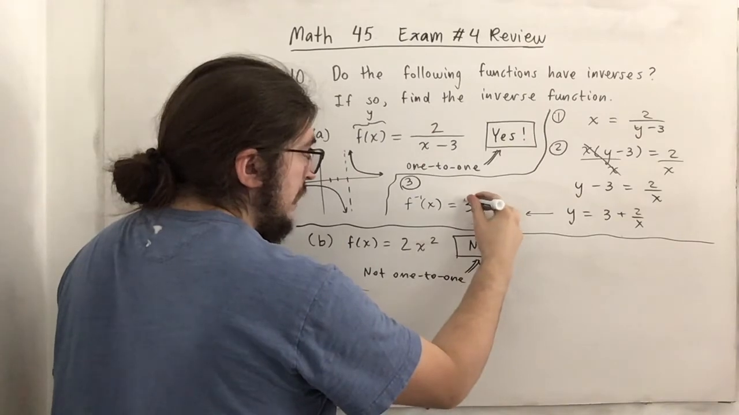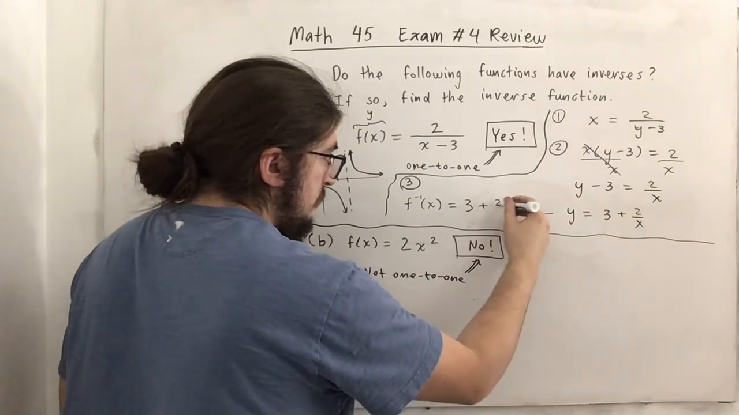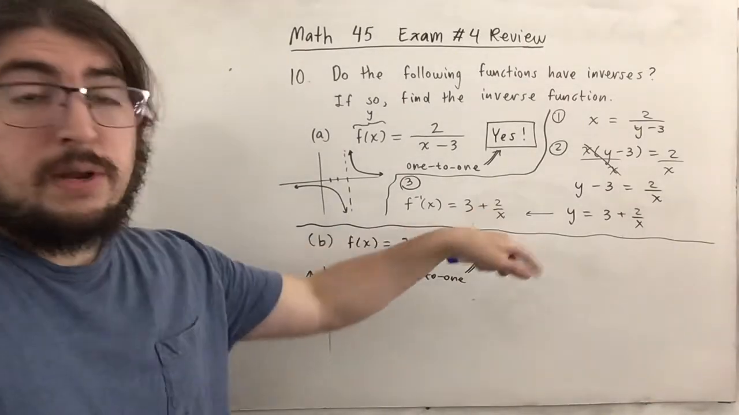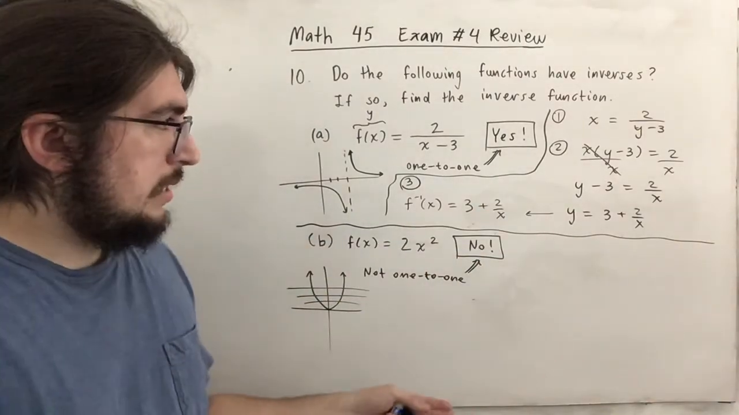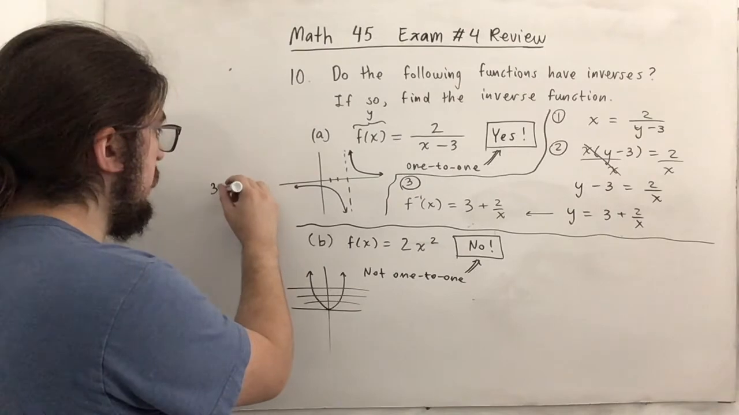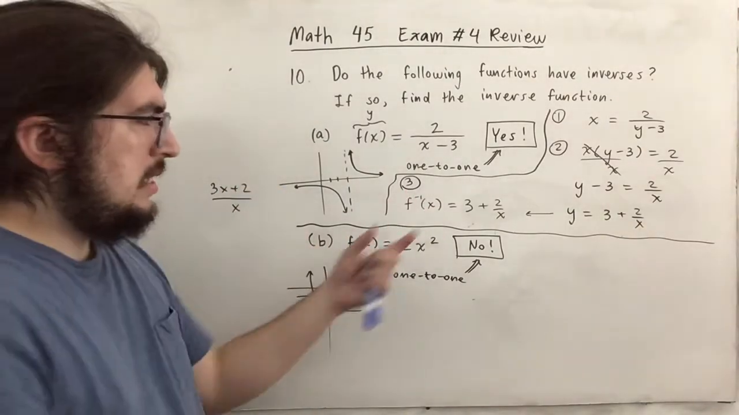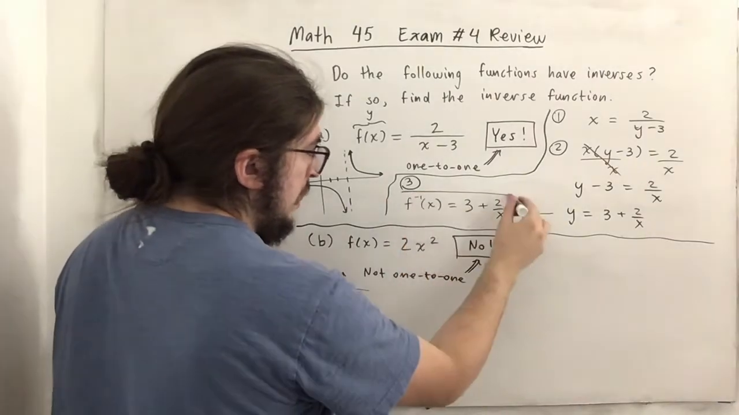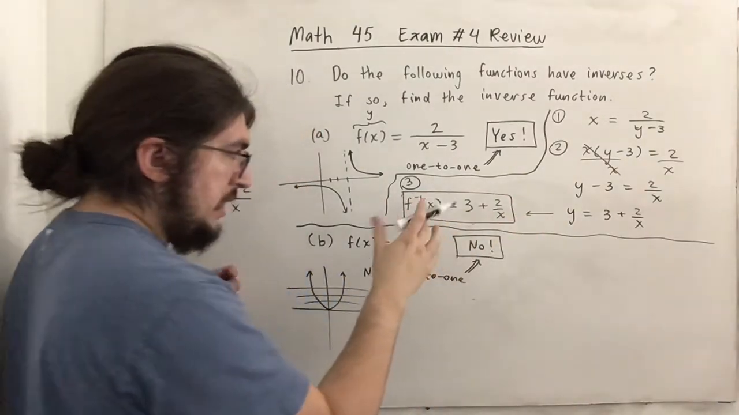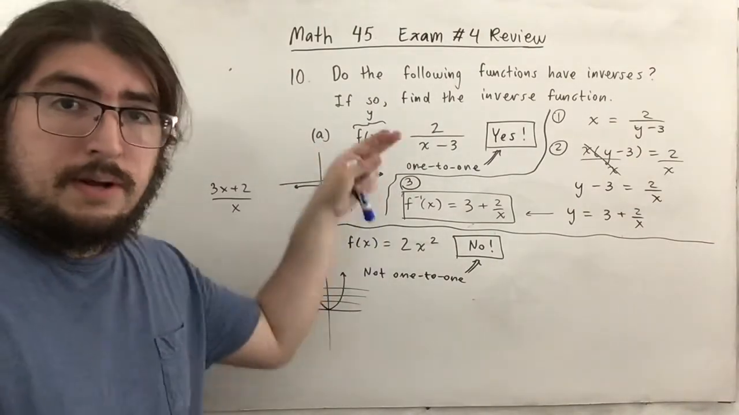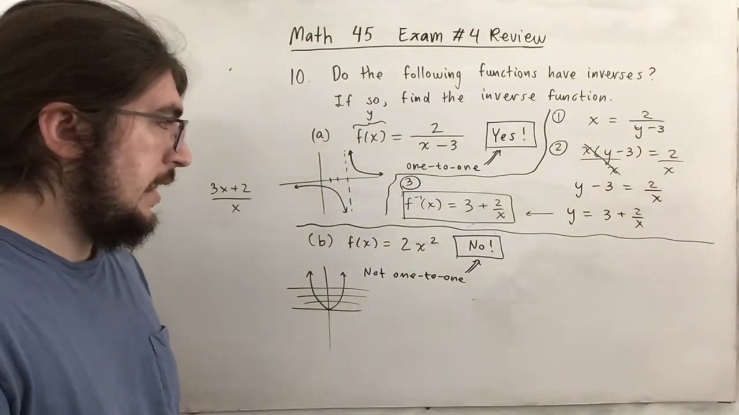And if you want to combine these into one, you actually can do that. It's not too hard. Notice 3 is 3 over 1, which is 3x over x. So they actually combine to (3x + 2) all over x if you wanted to write it as one fraction. But this is fine too. And you can verify by graphing both of these that you'll see that they actually are flipped images about the line y equals x. So that's kind of nice to see that.